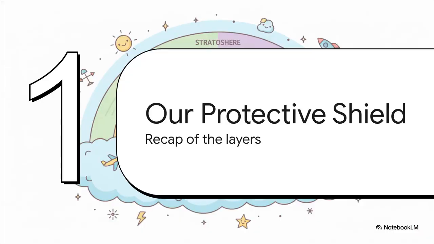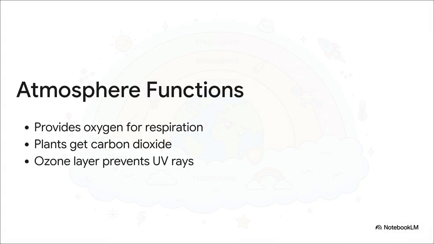Section 3. Touchdown and recap. Our protective shield. To summarize, our atmosphere really is like a superhero. It's a perfectly balanced survival system. It provides the exact 21% oxygen mix we need to breathe, supplies the carbon dioxide necessary for plants to grow, and utilizes that stratospheric ozone to block lethal UV rays. It even acts as a physical barrier, incinerating meteors long before they can ever reach the surface.